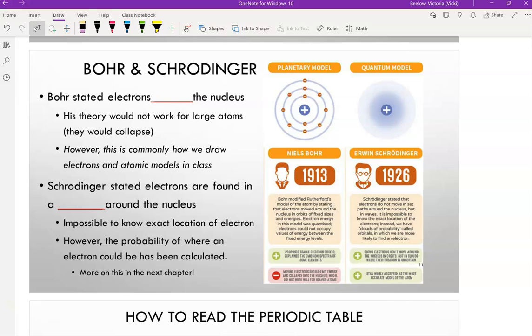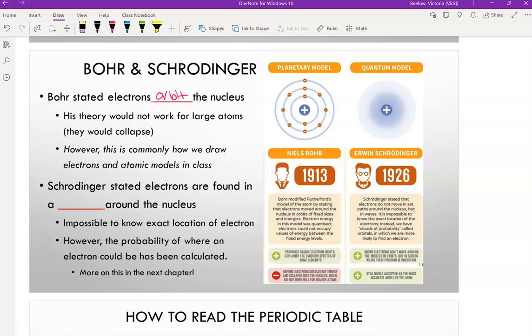So he stated that electrons orbit the nucleus. And yes, they do go around the nucleus. That's true. However, when he showed it, it was this planetary model, almost like electrons orbiting like how we, as Earth, orbit the sun. It was a similar idea where these electrons are orbiting the nucleus and following a fixed path, so to speak, which is not true.